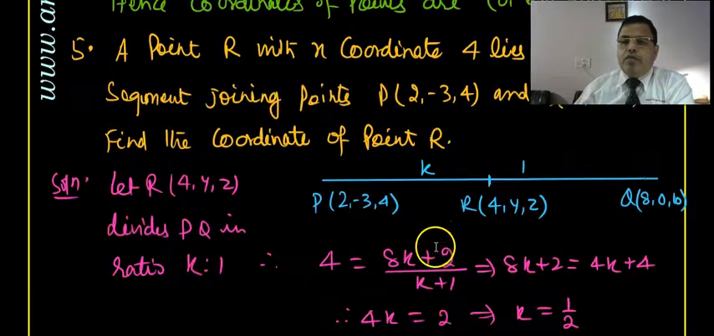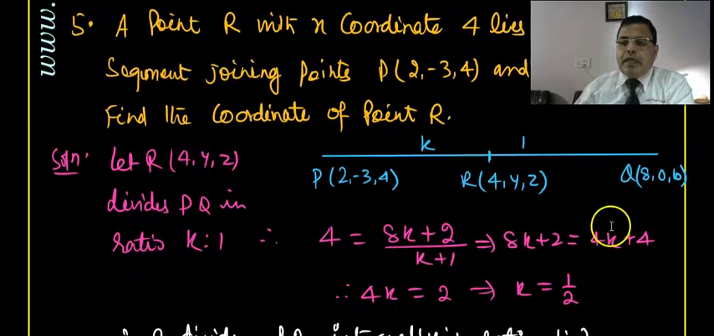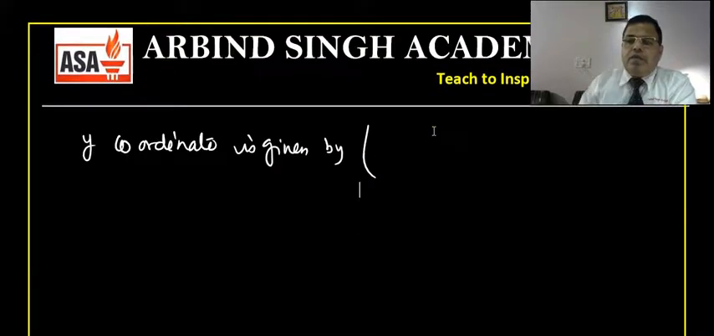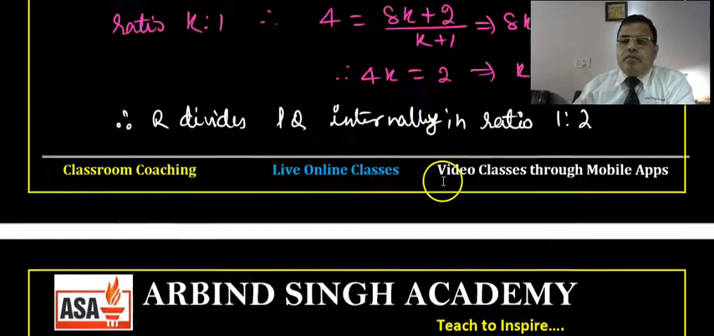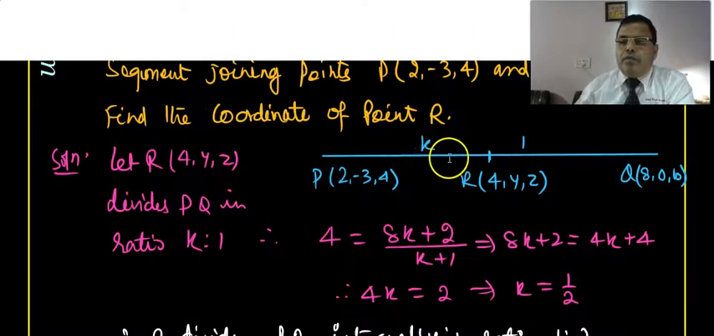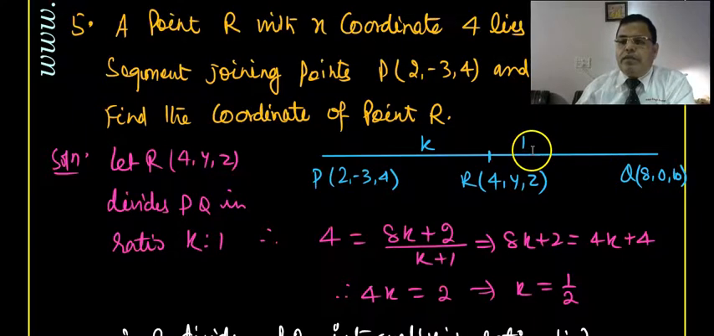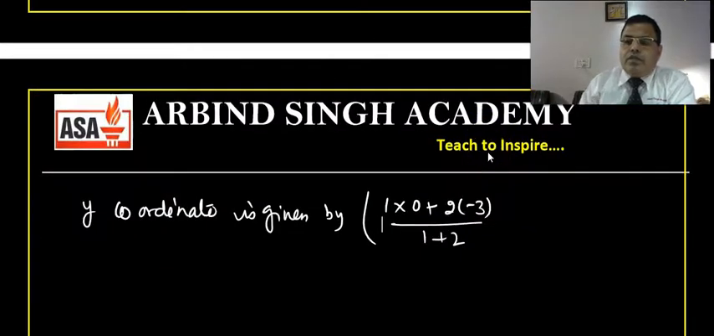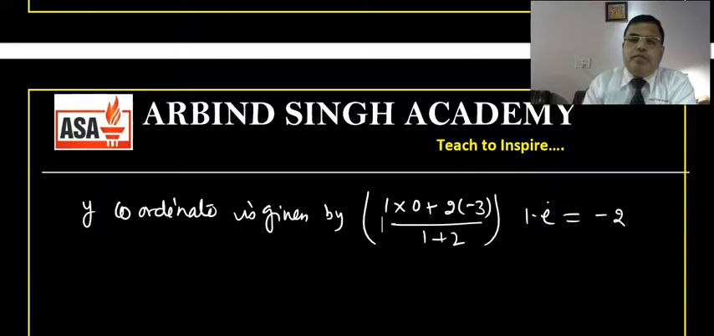Okay. Now the y coordinate in the ratio 1:2 is given by 1 into 0 plus 2 into minus 3, divided by 1 plus 2. So that will be 0 plus minus 6, minus 6 by 3, which is minus 2.